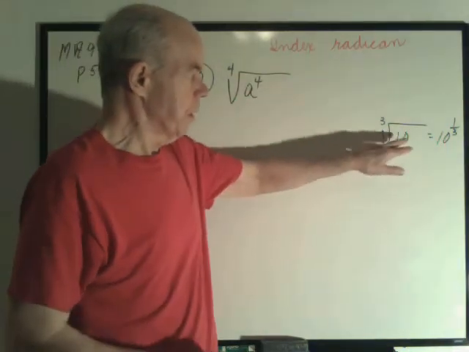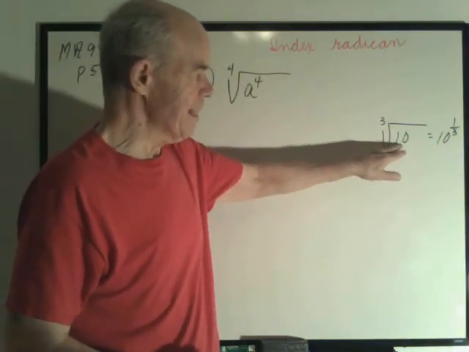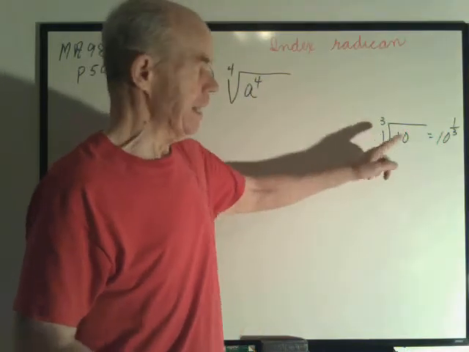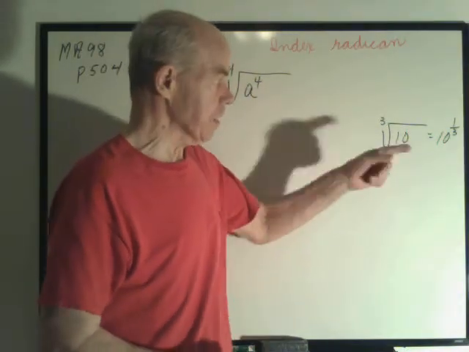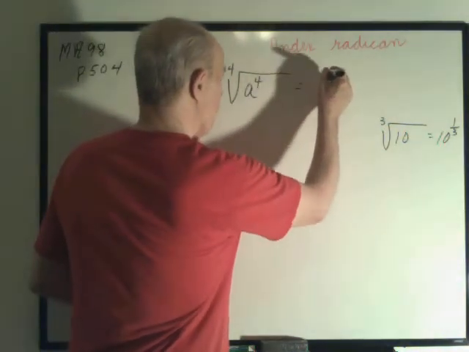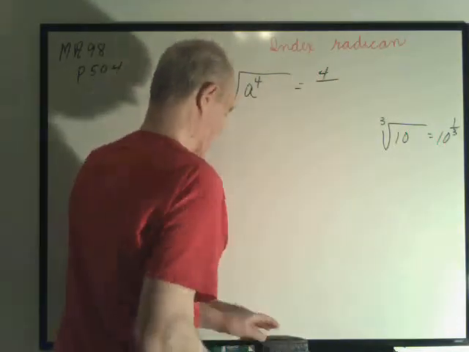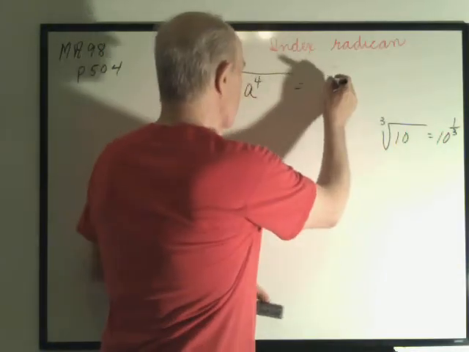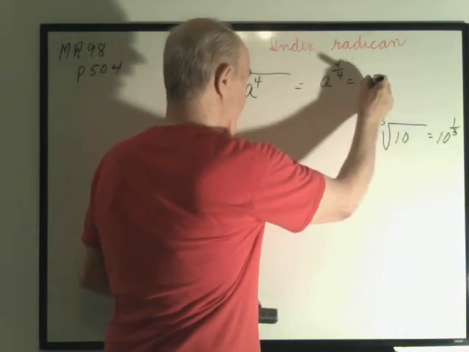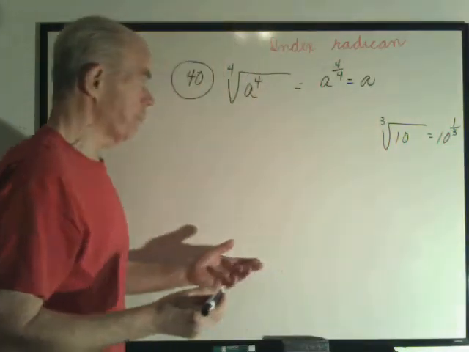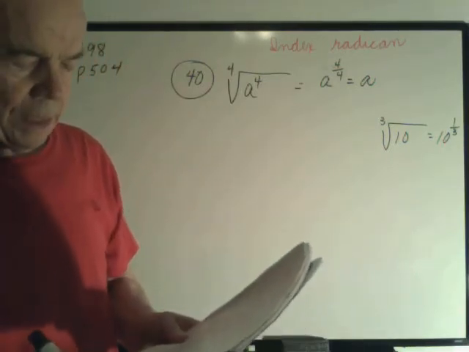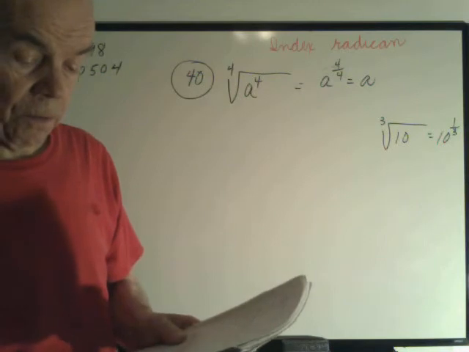All right, if you remember, if you said the cube root of 10, it could be written 10 to the fractional exponent 1/3. The index becomes a fractional exponent, the index becomes the denominator. So this is going to become a 4 over 4, which equals a. Because you divide 4 by 4, you get a. Try number 42.